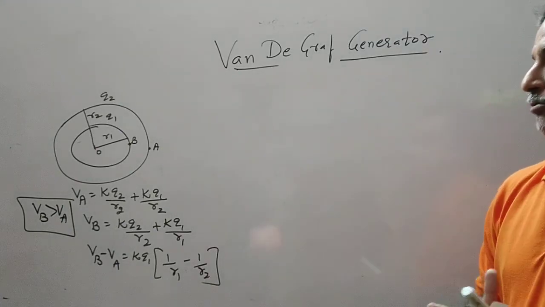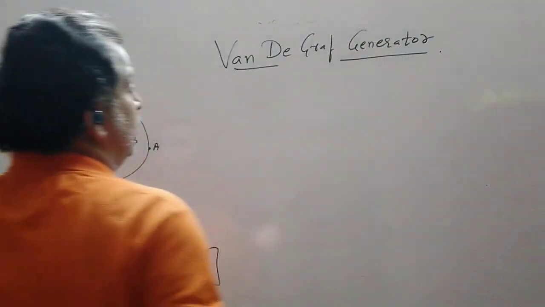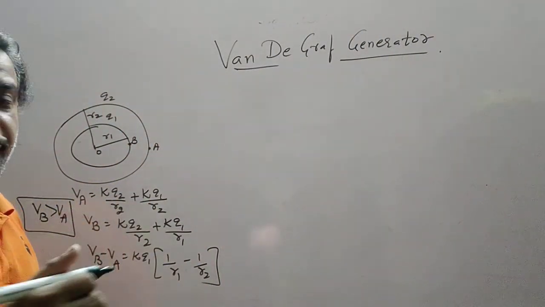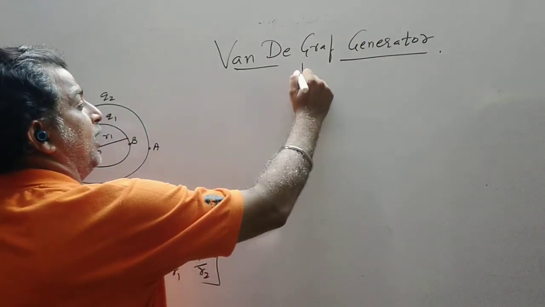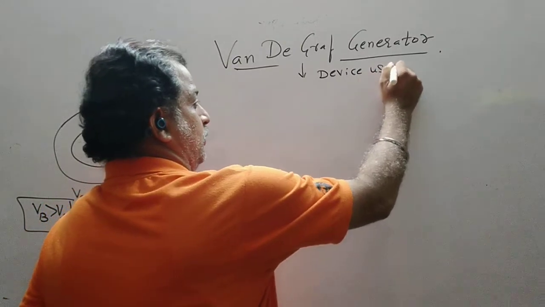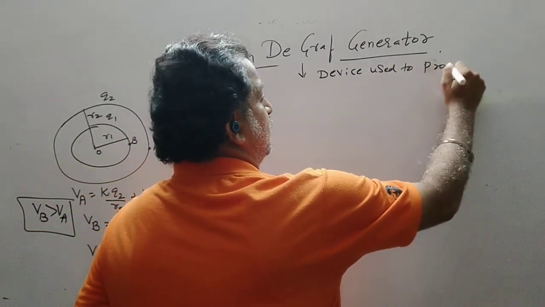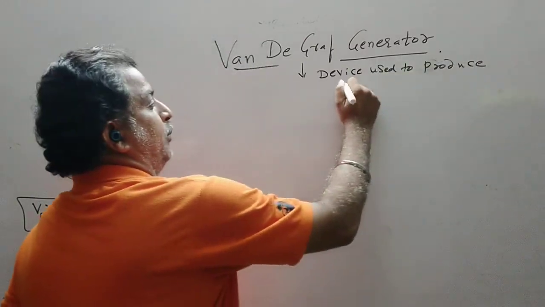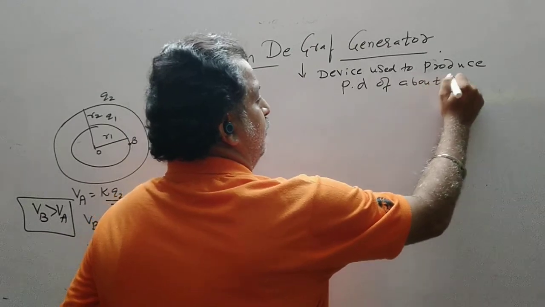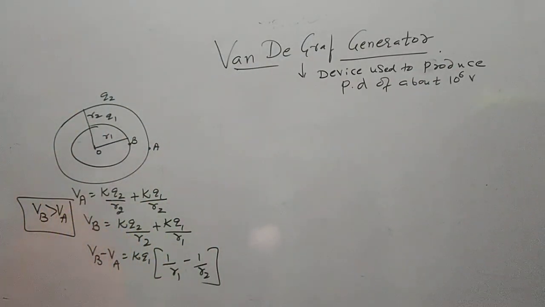Now this principle was applied by a Van de Graaff generator to produce a potential difference of about a few million volt. So the Van de Graaff generator is a device used to produce a potential difference of about 1 million volt or 10 raised to 6 volt or higher than this.